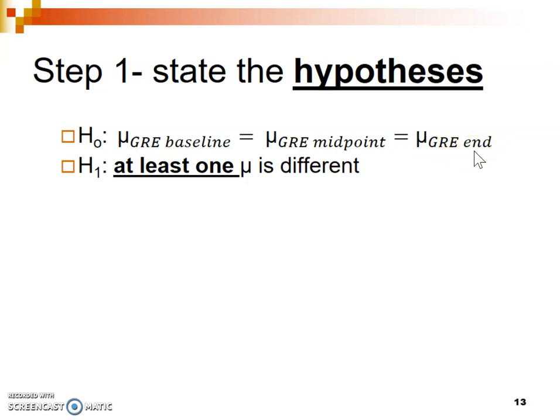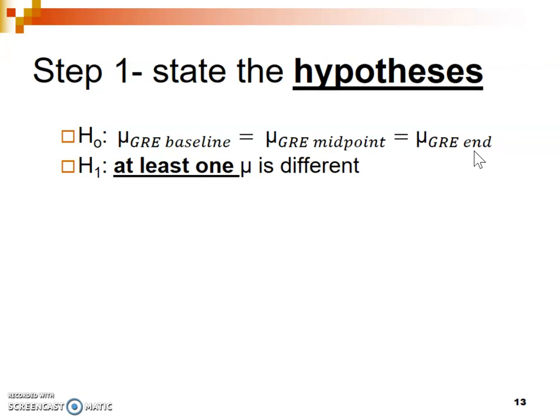Essentially what this null hypothesis, the H subscript 0, is saying is that these students' GRE scores are going to be the same across each of these measurements. So there's no difference or no change in their GRE scores depending on when it was measured. It's all the same GRE score.